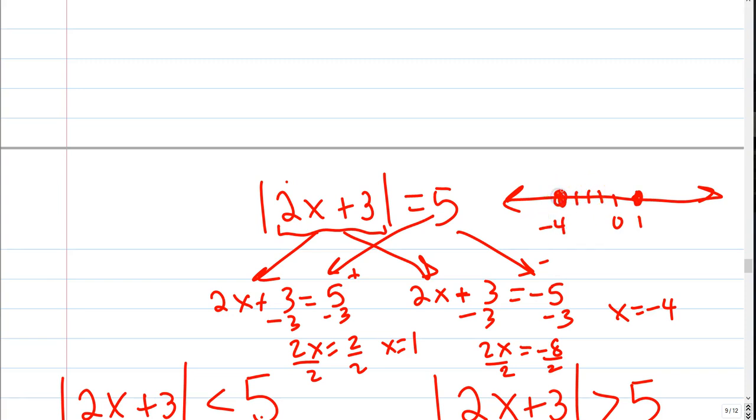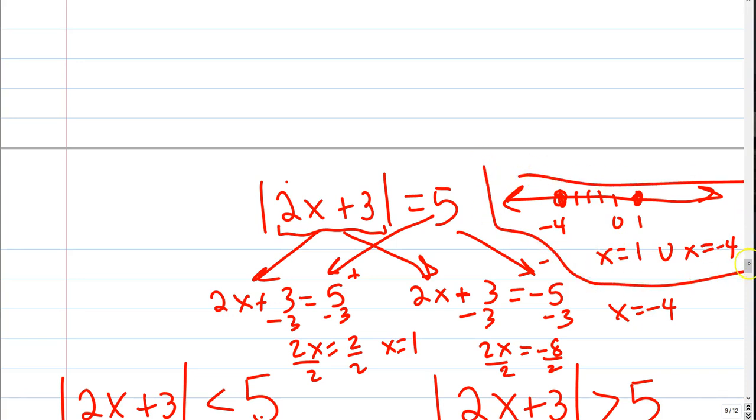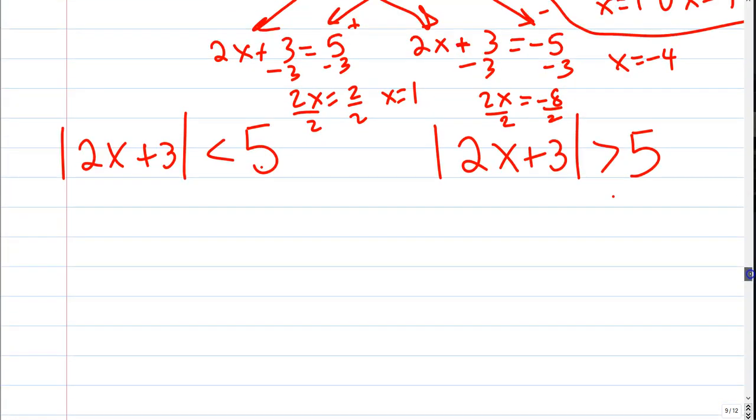It would just be those two solutions. So x equals 1 or x equals negative 4. What happens when I turn it into an inequality?